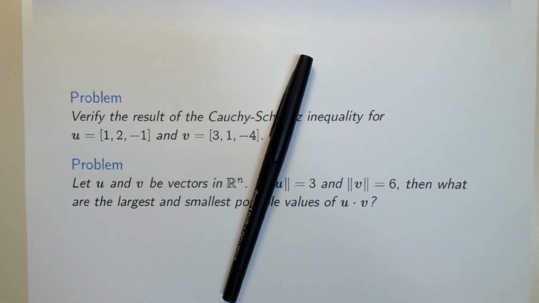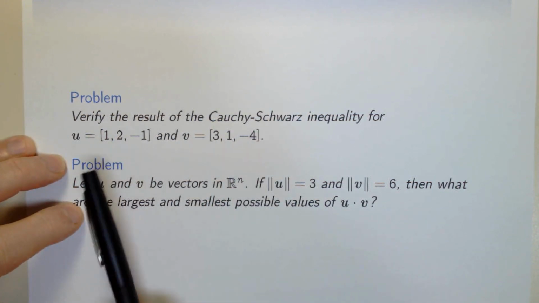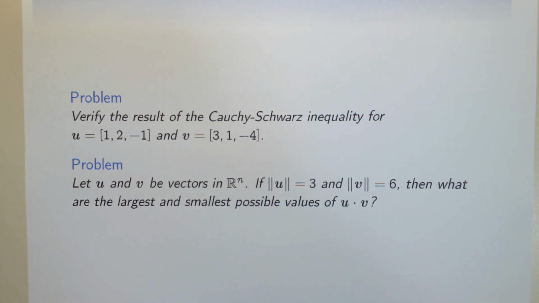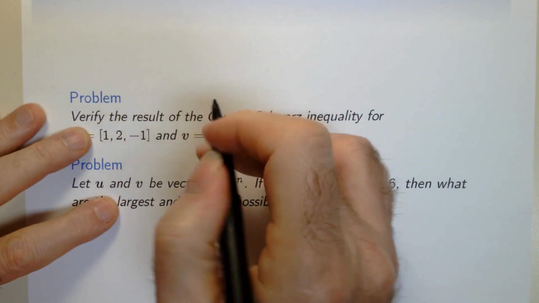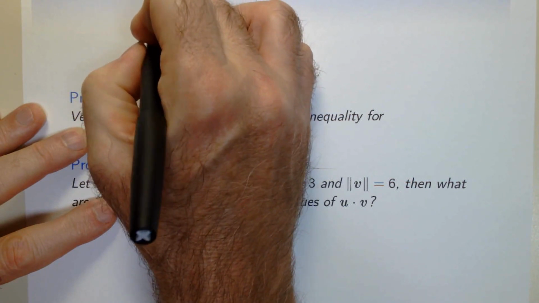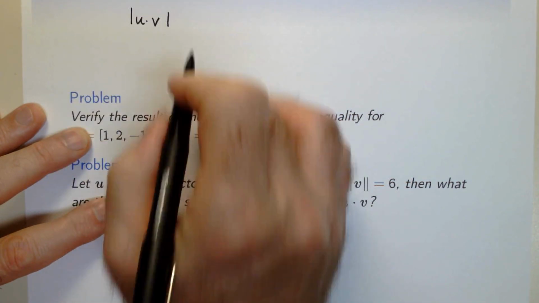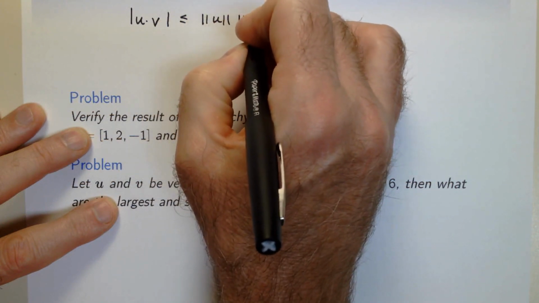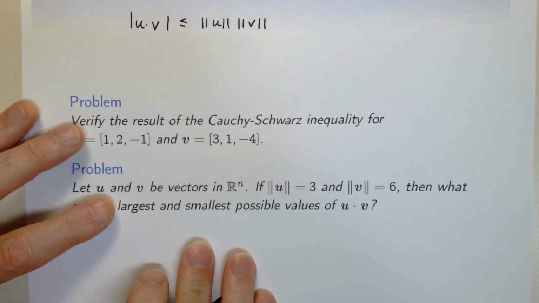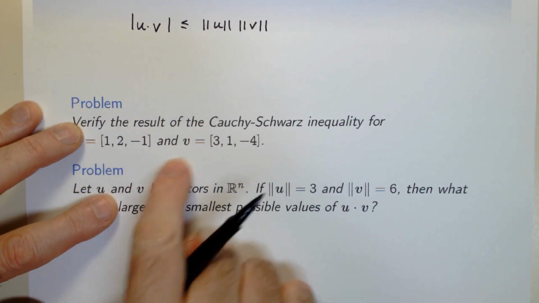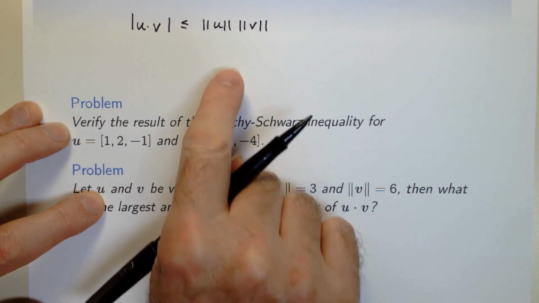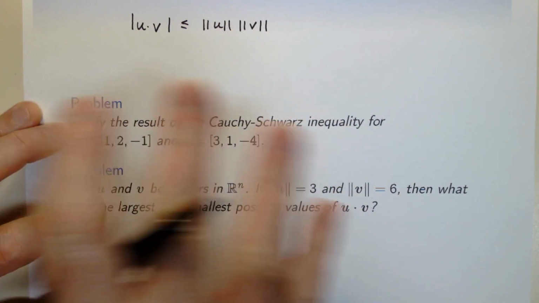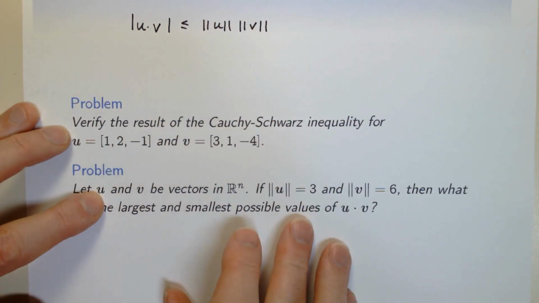All right, welcome to the document camera. What we want to do is verify the result of the Cauchy-Schwarz inequality for this pair of vectors in R3. So let's just remind ourselves what we're trying to show. The Cauchy-Schwarz inequality says that u dot v in absolute value will be less than or equal to the length of u times the length of v. So what we're going to do is just compute these three quantities. We'll compute u dot v, we'll compute the length of u and the length of v, and we'll just compare and see if this inequality is satisfied.